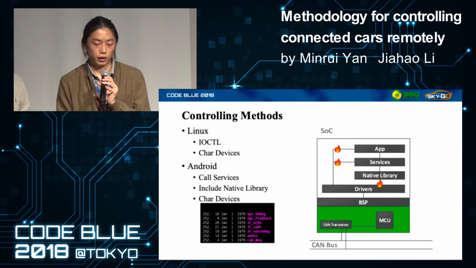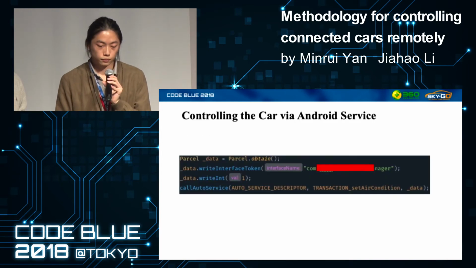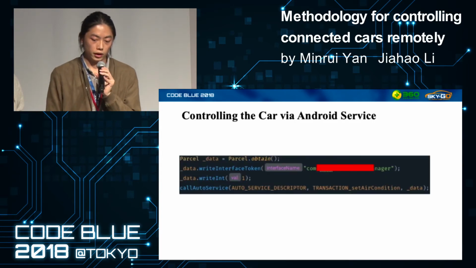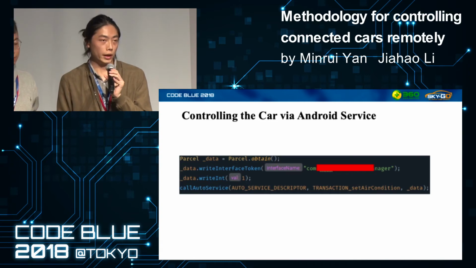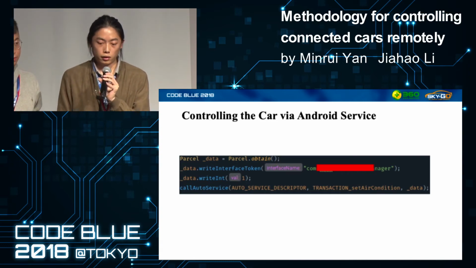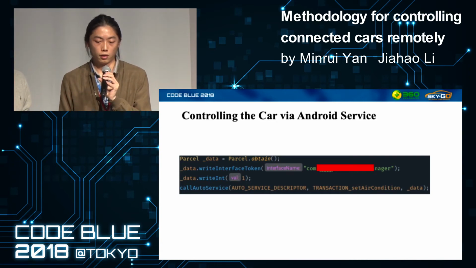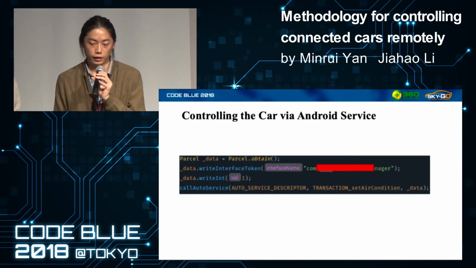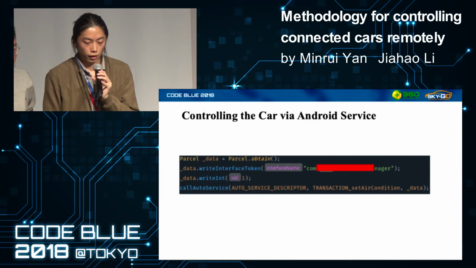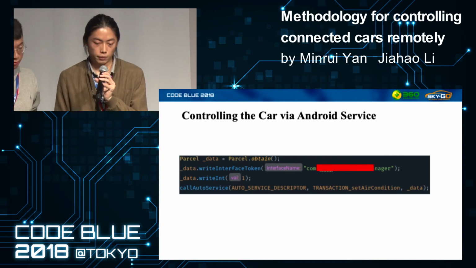Then what we need to do is find the control commands so that we can control the car remotely. By hijacking the OTA, we can inject the backdoor code. This code shows calling the service to start the air conditioner. The command you can get by decompiling the APK.